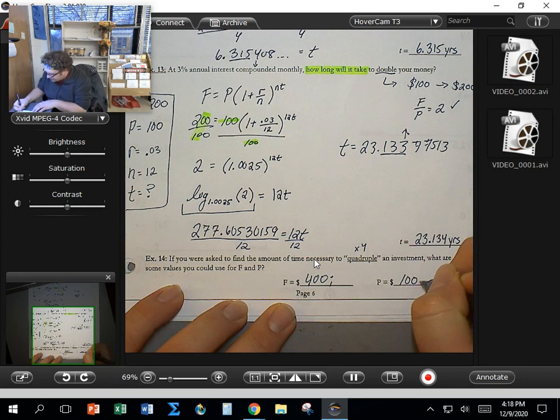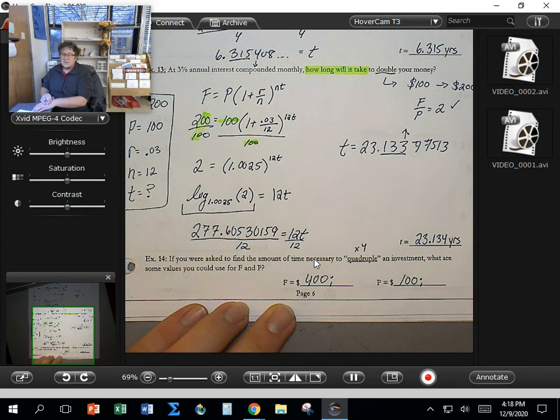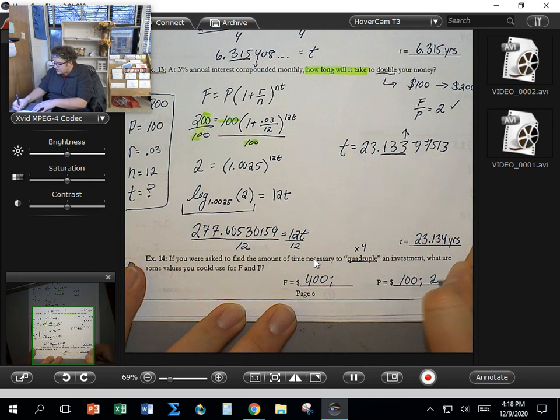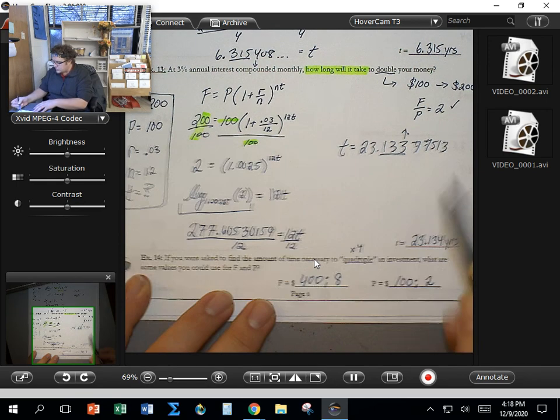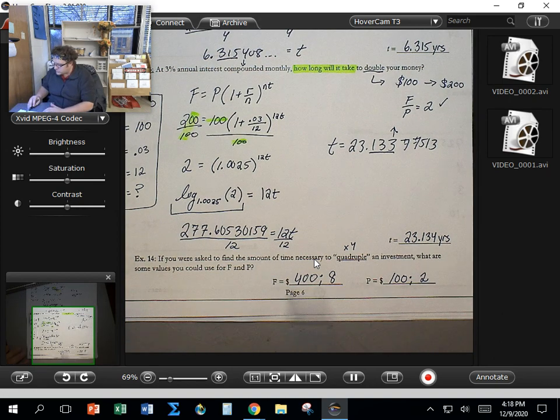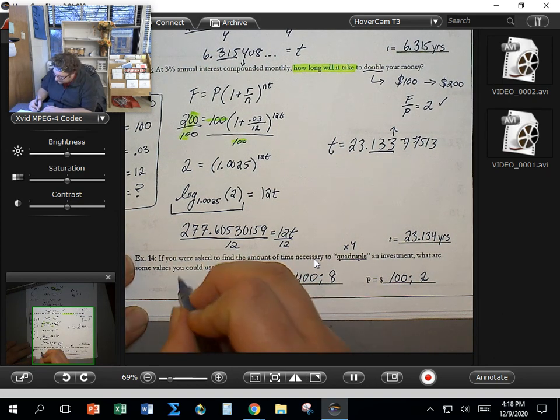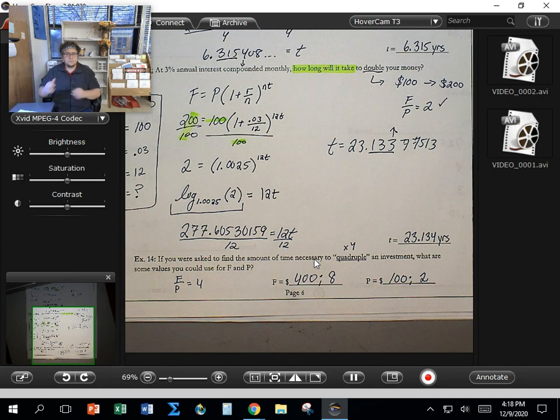You don't have to choose my values. You could choose whatever you want. You could choose something as easy as $2 and $8. Anything will be fine. So as long as when you divide F and P, you're going to make sure that you get a 4 as an answer. So F divided by P must equal 4 in order to quadruple.